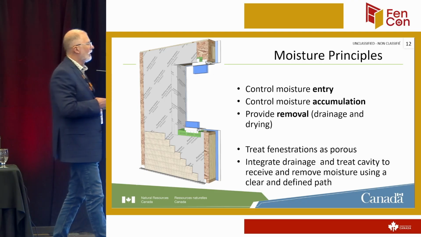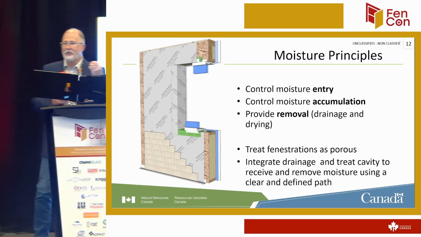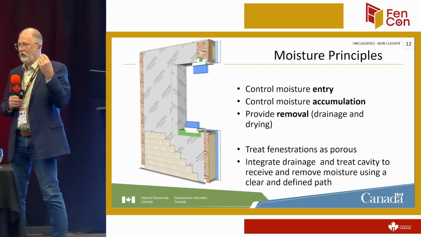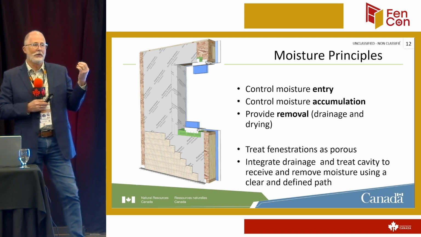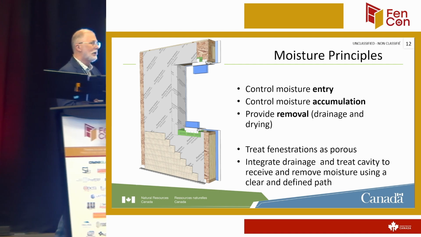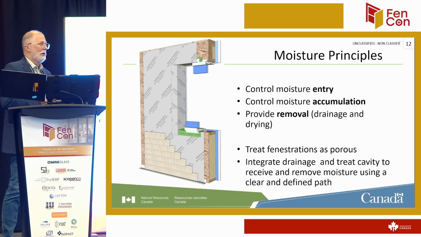So the second part of that is moisture accumulation. If you prevent moisture accumulation, now the wood isn't getting wetter and wetter, and the insulation's not getting wetter, and everything's starting to deteriorate. So you're controlling the entry, you're controlling the accumulation into the materials, but the third one that we need to do for this to be effective is we have to provide removal. We have to get rid of some of that moisture.